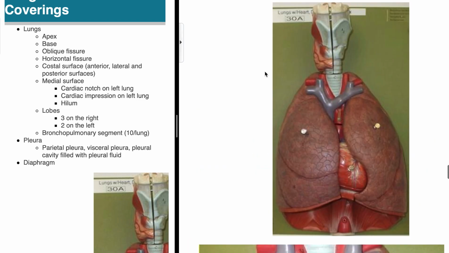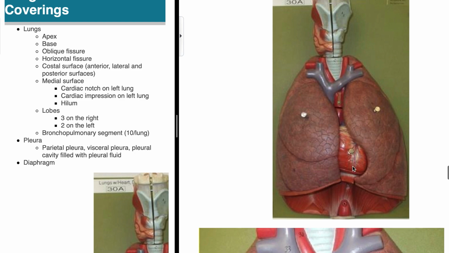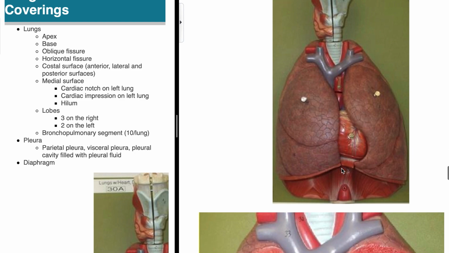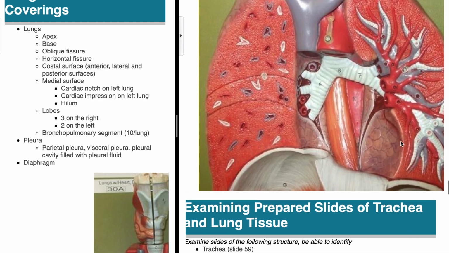So the cardiac notch, again, you're going to have a completely assembled lung to see it, and it's just this ridge. You could draw a line right here, whereas the cardiac impression, our best view of it is right here.